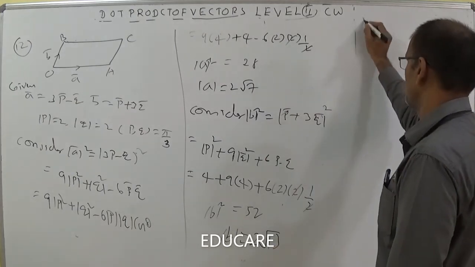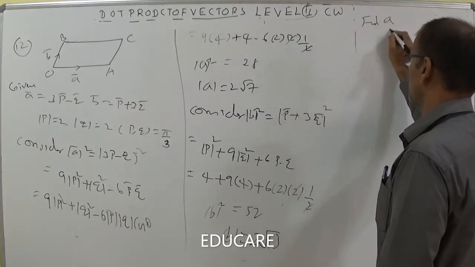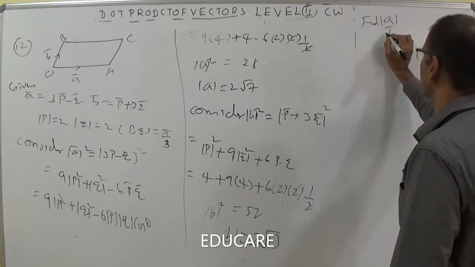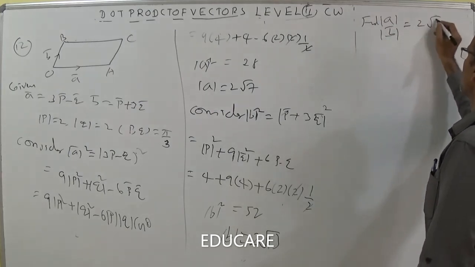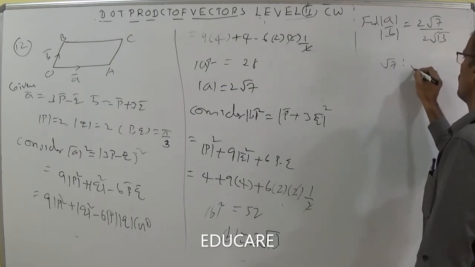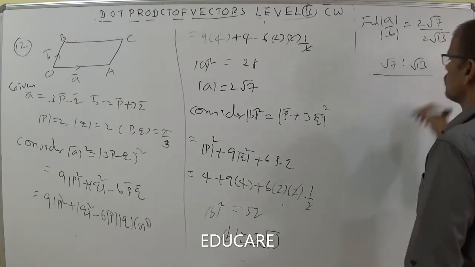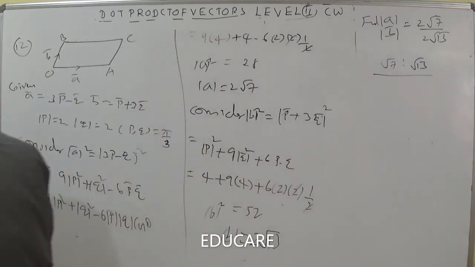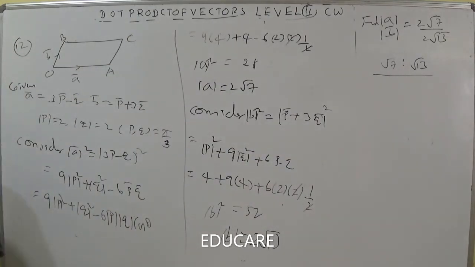Now find the ratio |Ā| by |B̄|, which is 2√7 is to 2√13. Then you can write the ratio √7 is to √13. Next one.